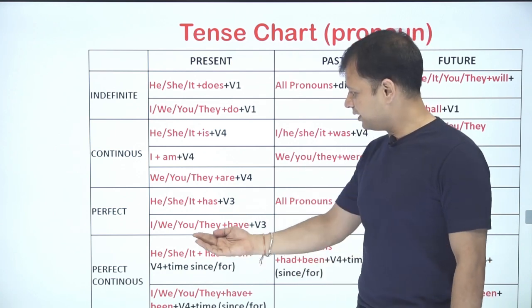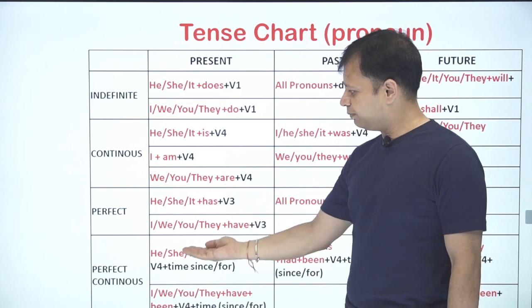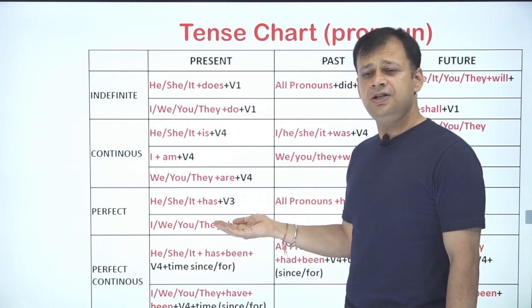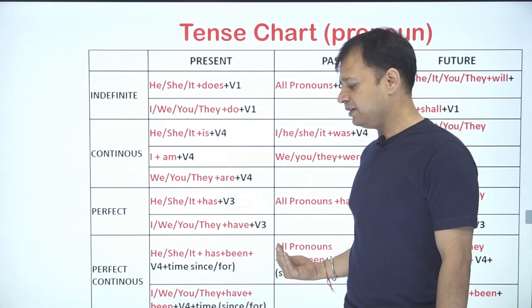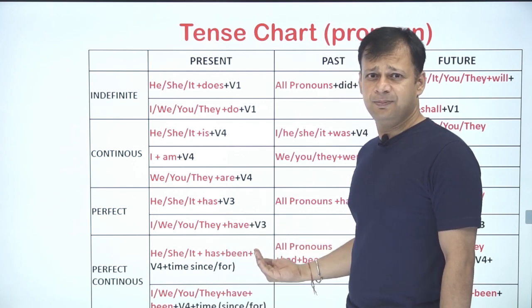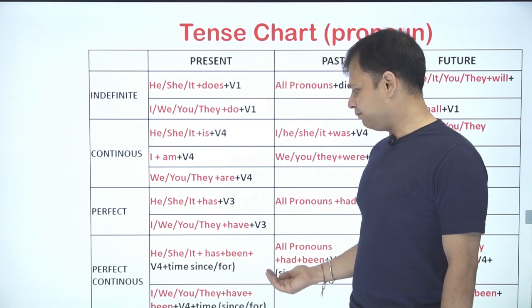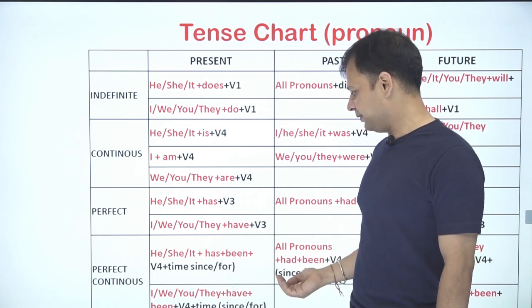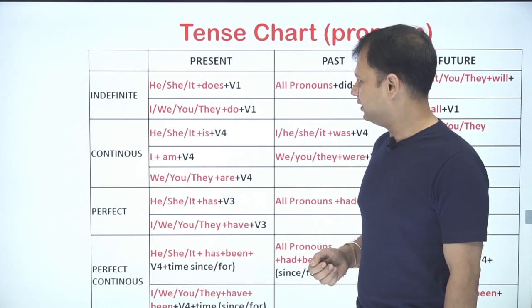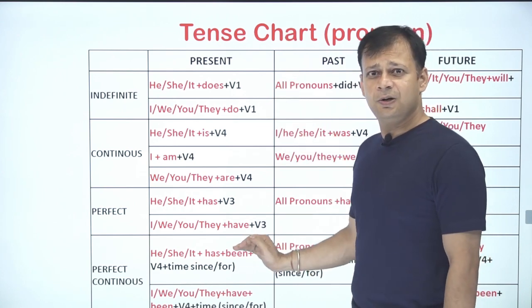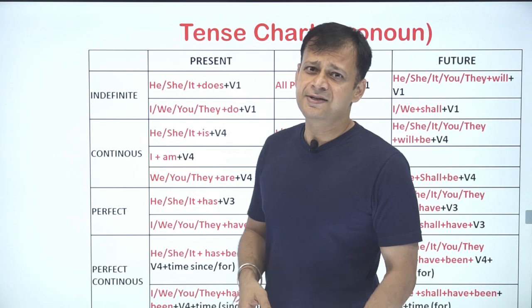And in case of perfect continuous, just replicate it from the perfect tense. So he, she, it can be used with has been plus V4 plus time element, since and for, and I, we, you, they plus have plus been plus V4 plus time element, since and for. So I hope I am clear with this now. Now let us have a look at the past tense.